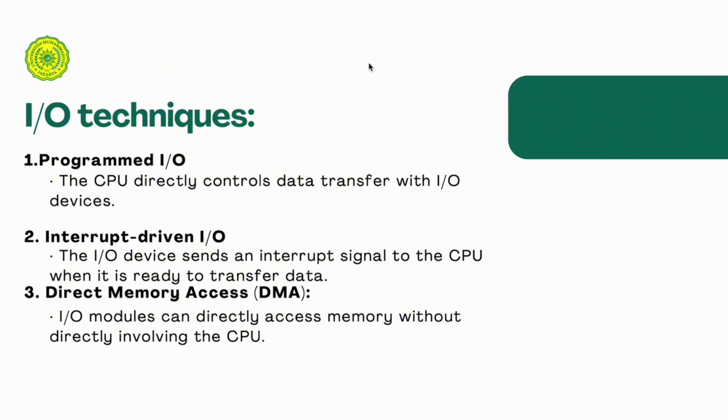1. Programmed I/O. The CPU directly control data transfer with I/O device. 2. Interrupt-driven I/O. The I/O device sends an interrupt signal to the CPU when it is ready to transfer data. Third, direct memory access (DMA). I/O modules can directly access memory without directly involving the CPU.